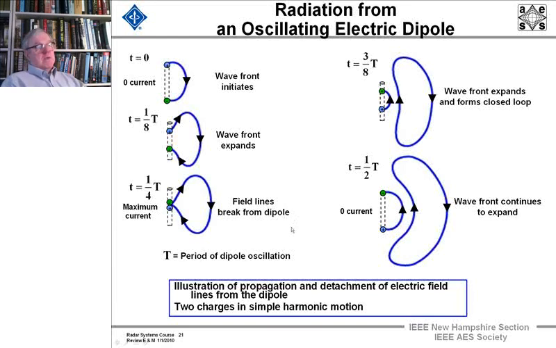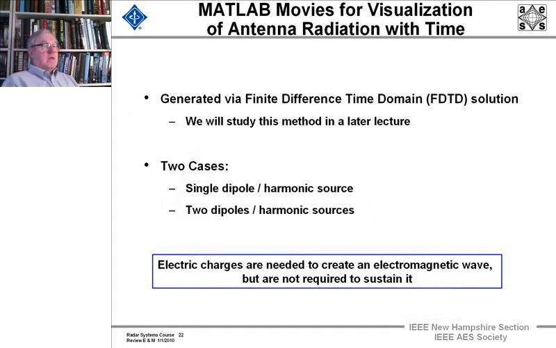And since the moving charges generate a current, the current will be changing and magnetic fields will be generated. And you can generate movies of what antenna radiation will look like in time via the time domain, the finite difference time domain method. And we're going to study this method in a later lecture on radar cross-section. I'm going to show you two simple examples of one dipole and two dipoles of harmonic sources.